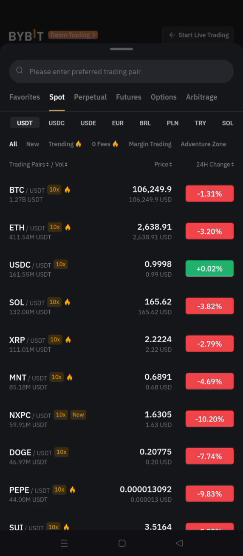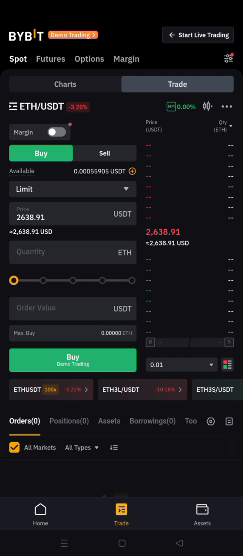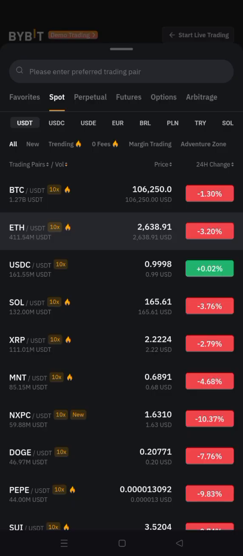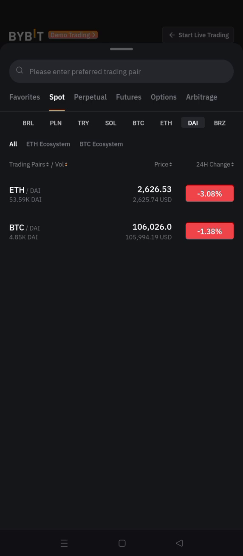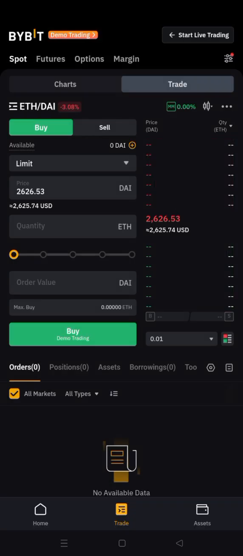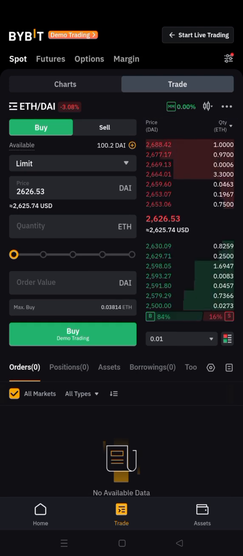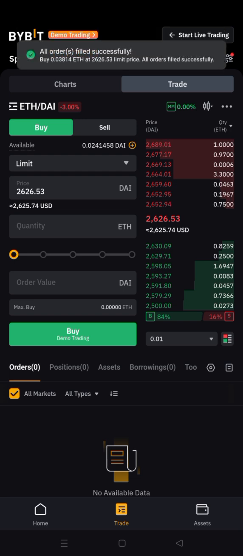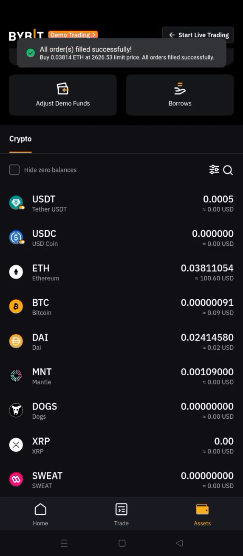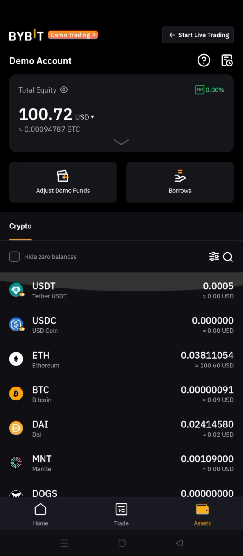So we click on the trade section or the home section. You can see Ethereum is at 2638.91, so it's at a good price, so we have no issue. You can see DAI is at 2626, so you buy DAI when it is low and then sell it at its high using Ethereum. So you'll buy Ethereum here. You can see we have 38.14. We have bought it at 38.14. We need to sell it now at its highest.